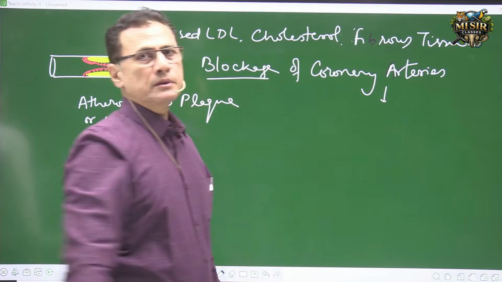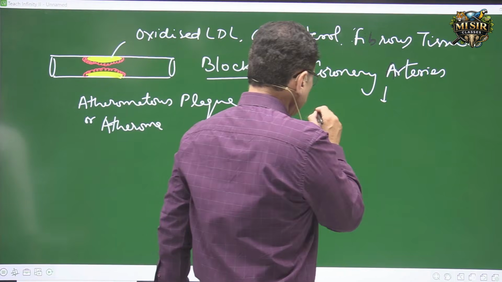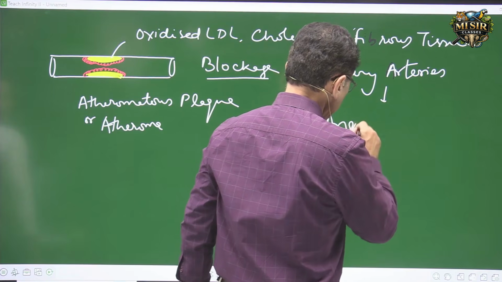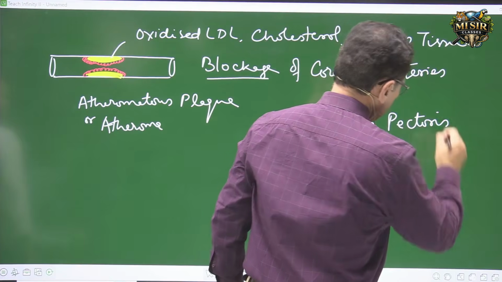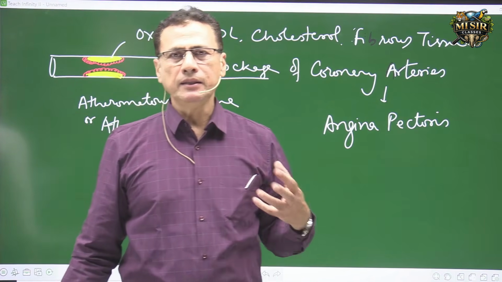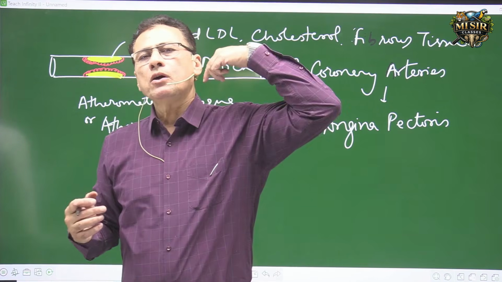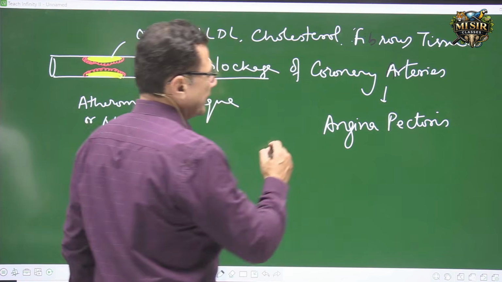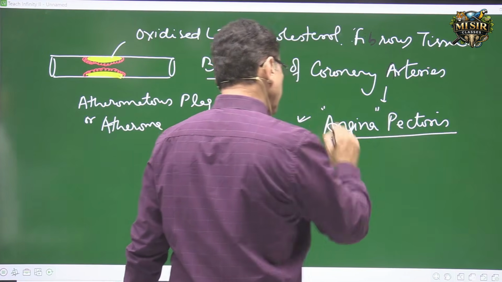Now what happens if a person suffers from this type of blockage? There is a suffocating pain in the chest leading to a condition called angina pectoris. The suffocating pain in the chest radiates in the left arm, in the jaws, and in the back. This is called angina pectoris, or simply angina, anginal pain.